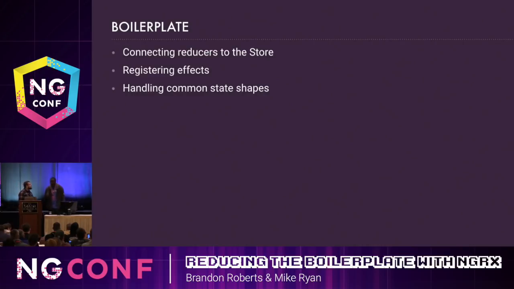Actual boilerplate? Yes. Actual boilerplate is things like connecting the reducers to the store. Also registering effects, whether you're doing this at the root or you're registering the effects lazily, you're still doing the same thing over and over. With just very minimal changes, right? So this is real boilerplate. It's also handling common state shapes. Handling collections of entities, for example, has some very common patterns throughout it.